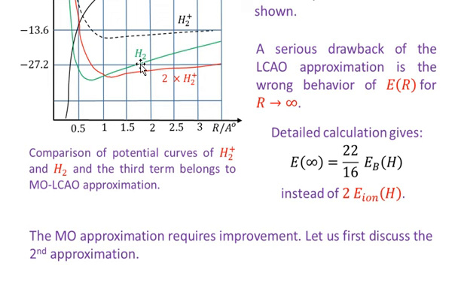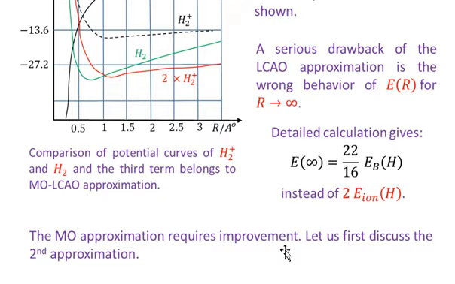So this is the main drawback of the LCAO approximation, that the potential curve of the hydrogen molecule is not approaching a value of minus 27.2 electron volt at a large value of R corresponding to infinity. So you see that this is the major drawback of the LCAO approximation that we have dealt with in the previous discussion. The molecular orbital approximation requires improvement.